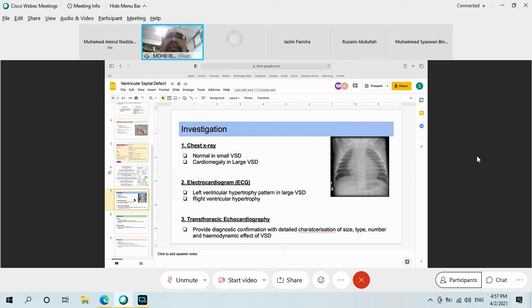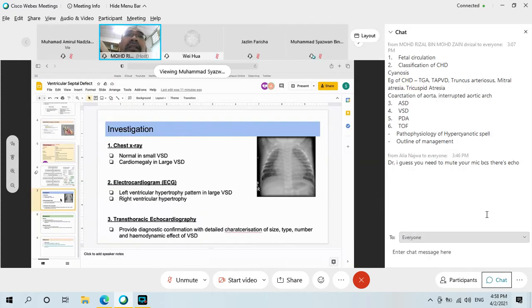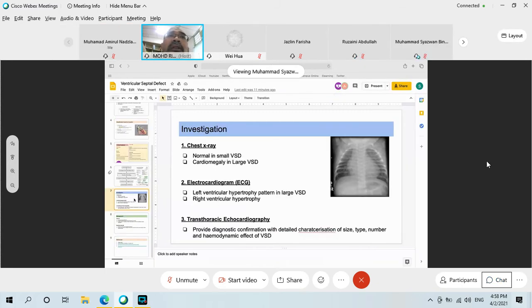Okay, on the chest X-ray, you can see the cardiomegaly. Chest X-ray is very helpful in deciding whether there is significant shunting or not, significant volume overload or not. Because if there is no significant volume overload, there is no cardiomegaly, and it is a small VSD. If there is cardiomegaly, we know that there is significant left to right shunt and volume overload. Okay, next.